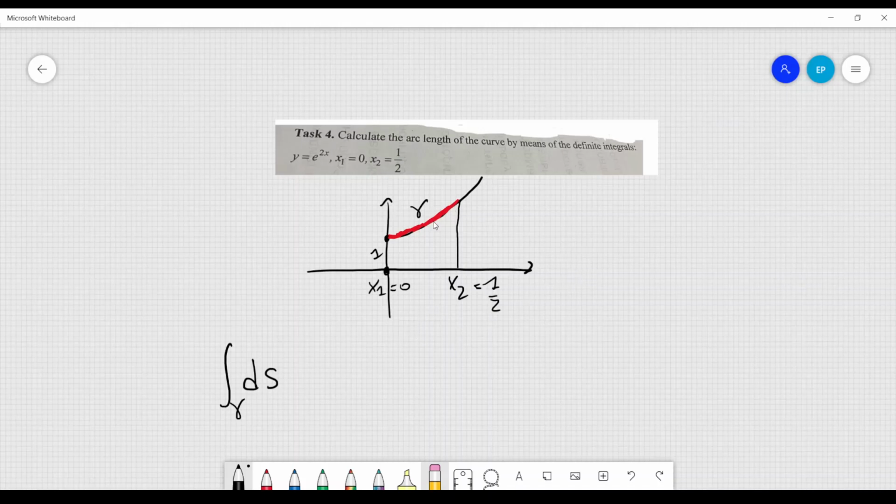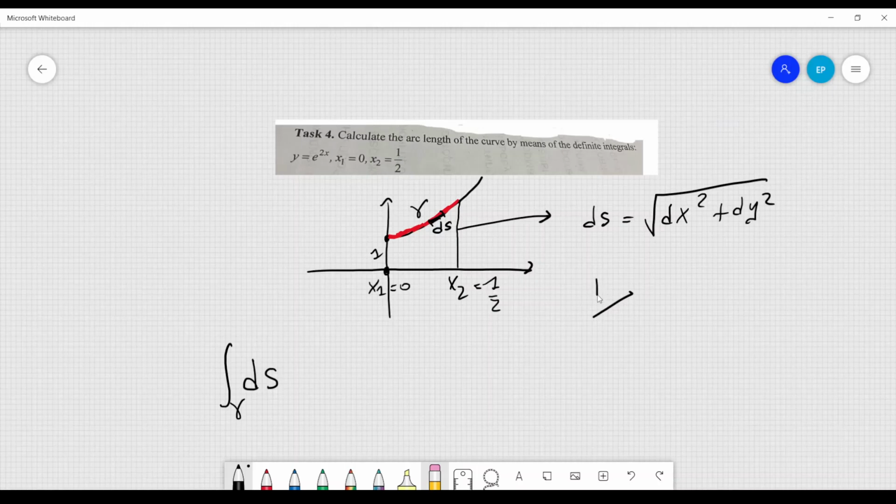And if we take a very small portion of this curve, let's say that this portion here is ds, which is the increment along the curve. ds is equal to the square root of, if we use the Pythagorean theorem, dx squared plus dy squared. So let's say that this is ds, and then if we move horizontally, this is dx, and if we move vertically, this is dy. So this is how we can express ds.